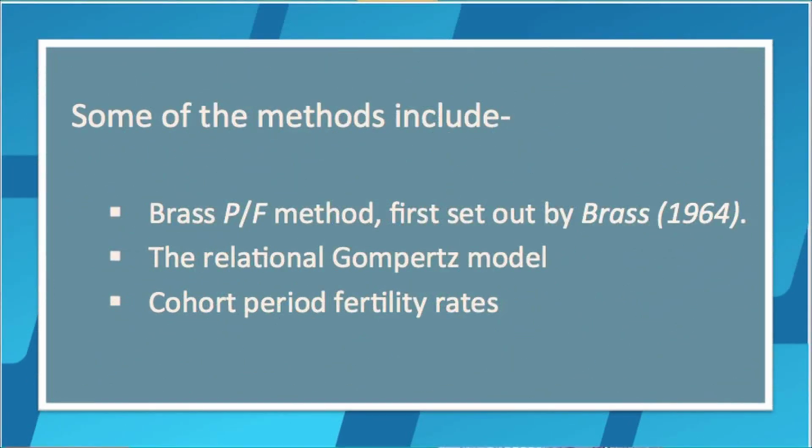Some of the methods for fertility estimation indirectly include the Brass P/F method. It was first set out by a person called Brass in 1964. Then second, there is the relational Gompertz model. And thirdly, there are the cohort period fertility rates. These are only some of the methods which I have mentioned. There are also other methods for estimating the fertility rates indirectly.